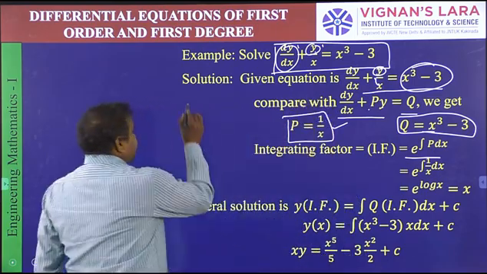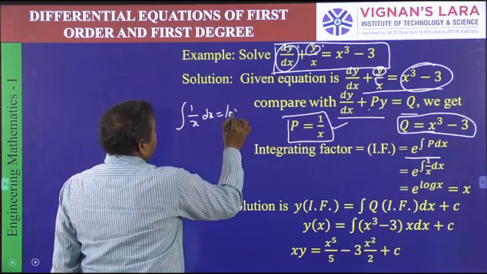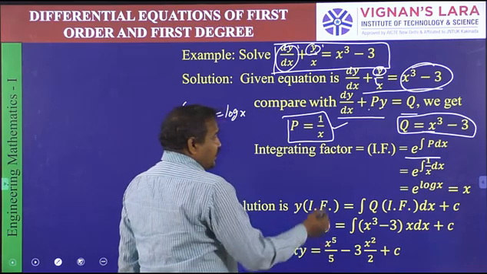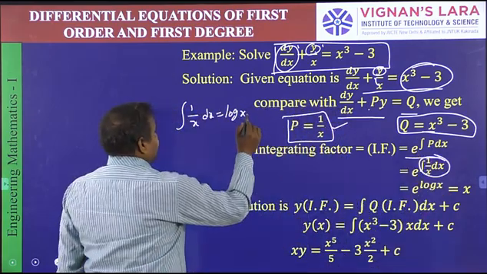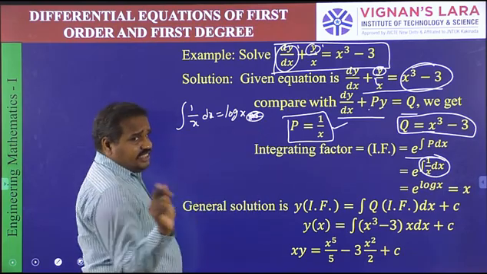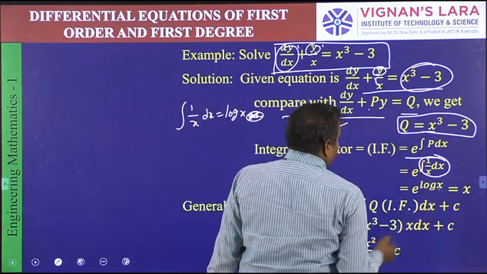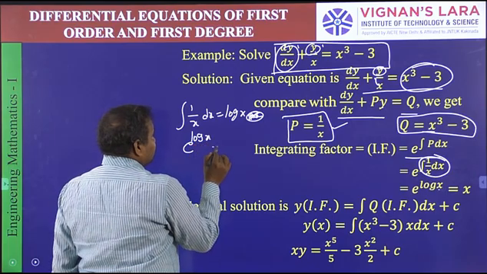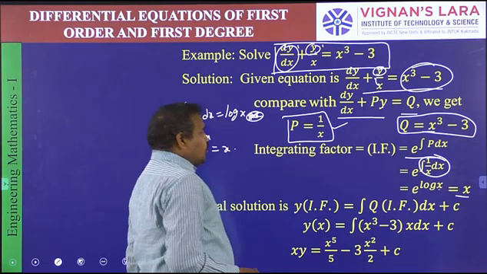We know that integral 1 by x dx value is log x. So e power log x. Remember that in evaluation of integrating factor, for integral generally we are getting constant, but here we are not writing constant in the integrating factor. Remember this condition. So 1 by x integration is log x, and we know that e power log x value is always x. So this is x. So third step also completed.